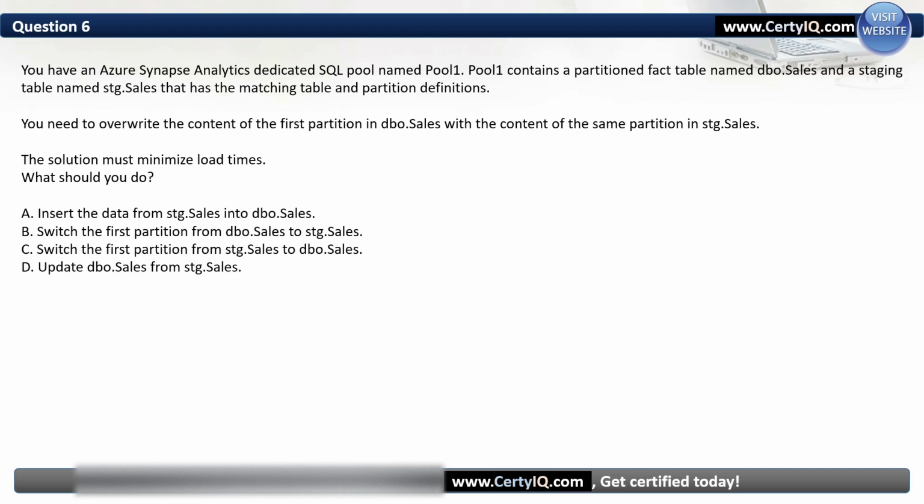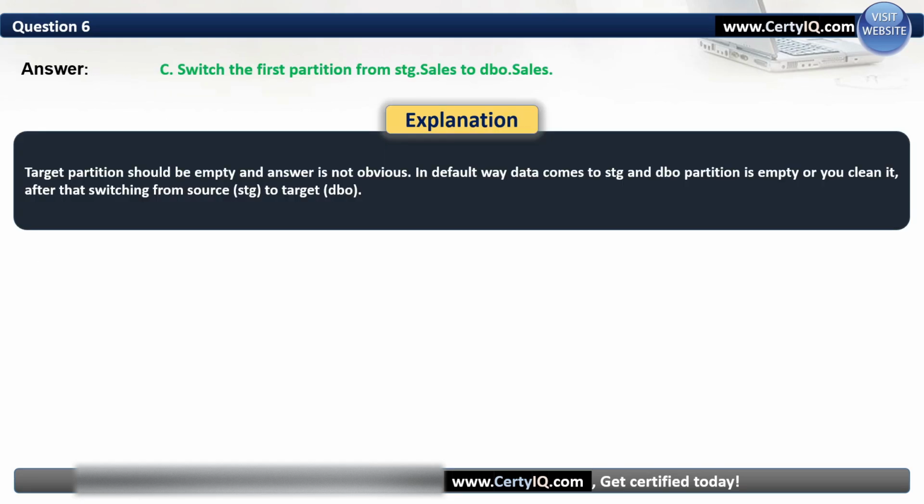The correct option is C. Switch to the first partition from stg.sales to dbo.sales. Target partition should be empty, and the answer is not obvious. In the default way, data comes to stg and the dbo partition is empty or you clean it. After that, switching from source to target.